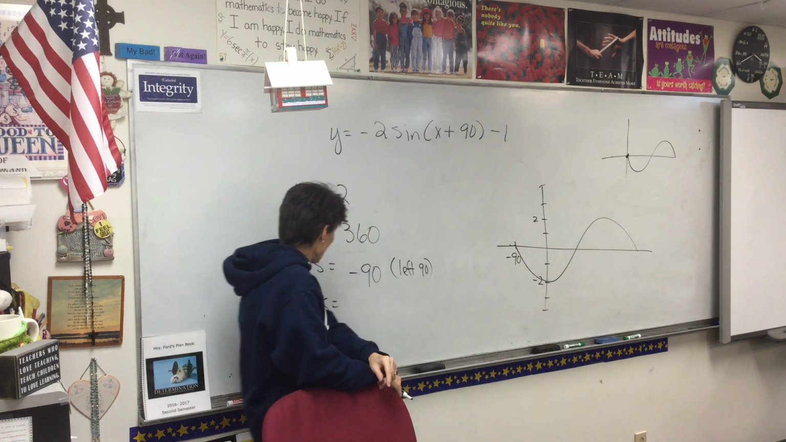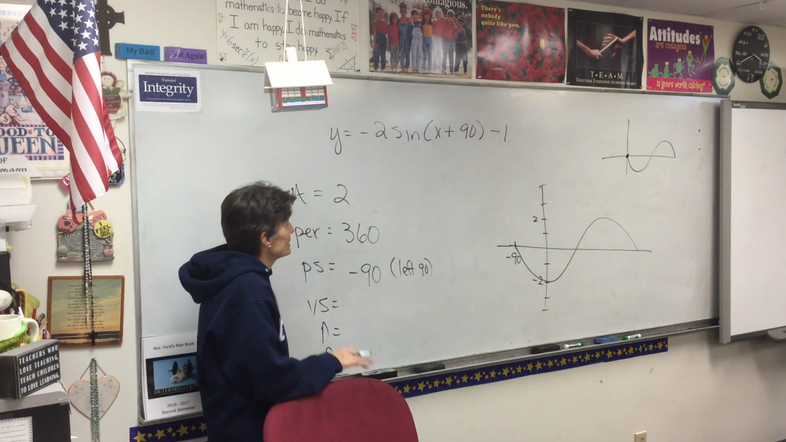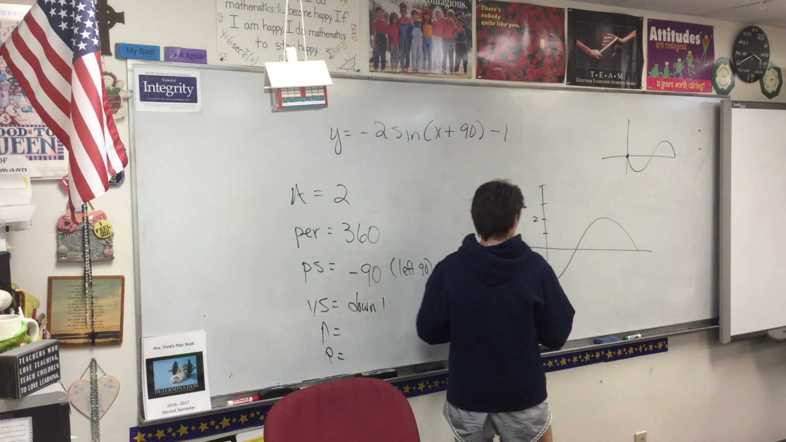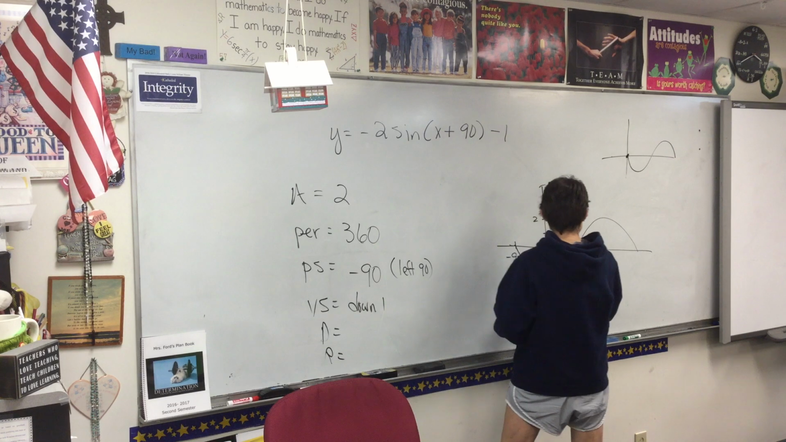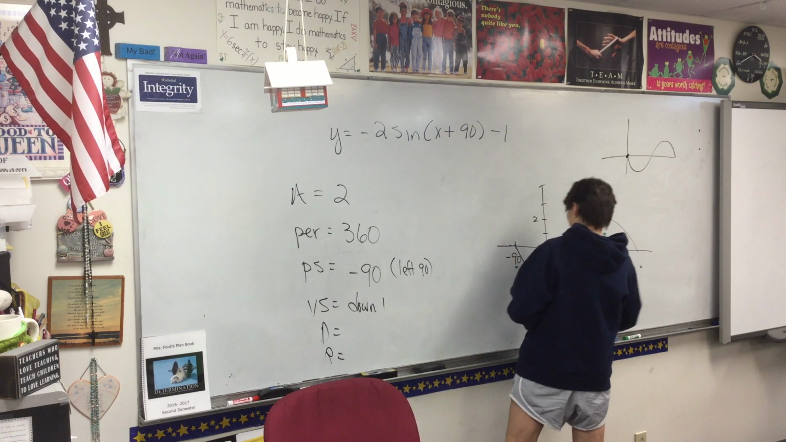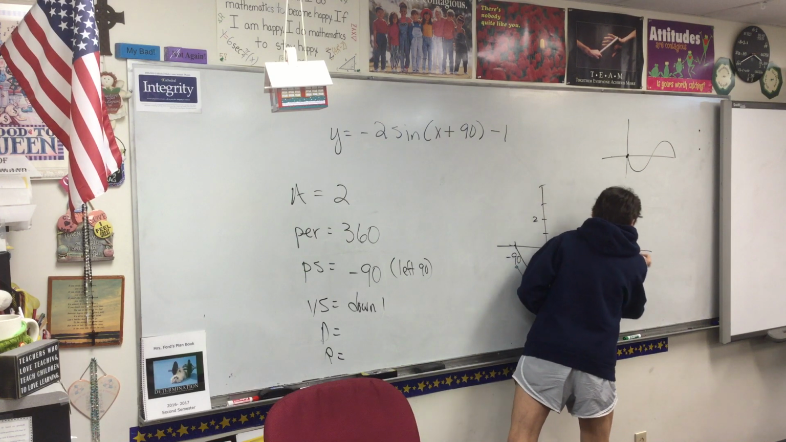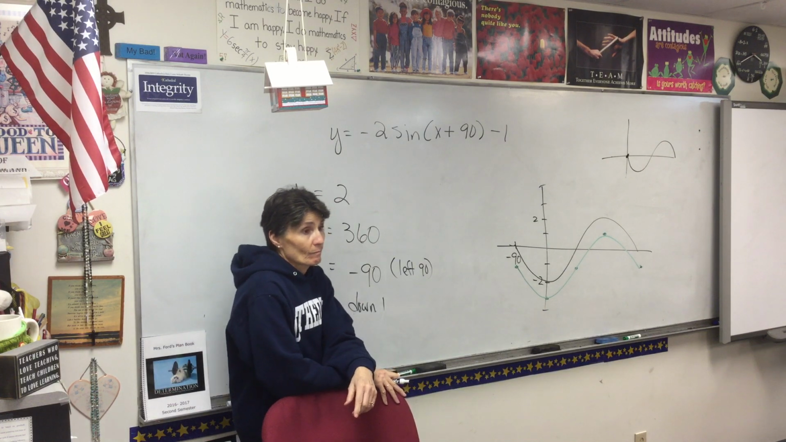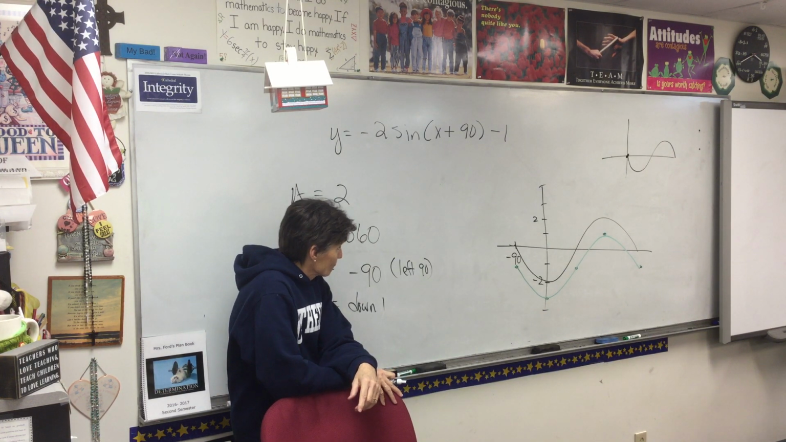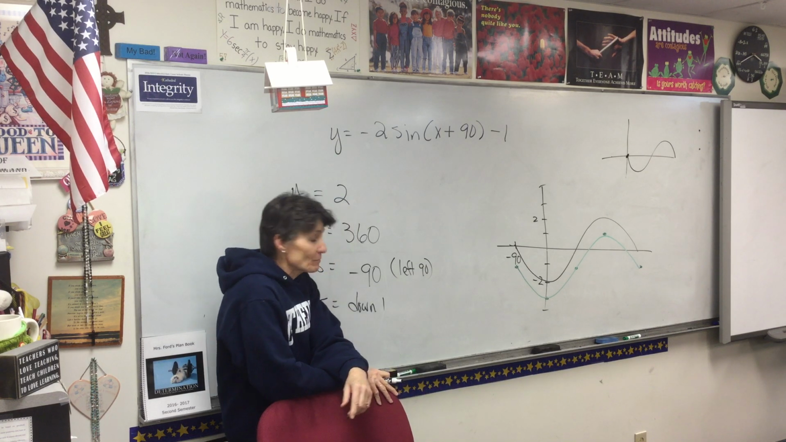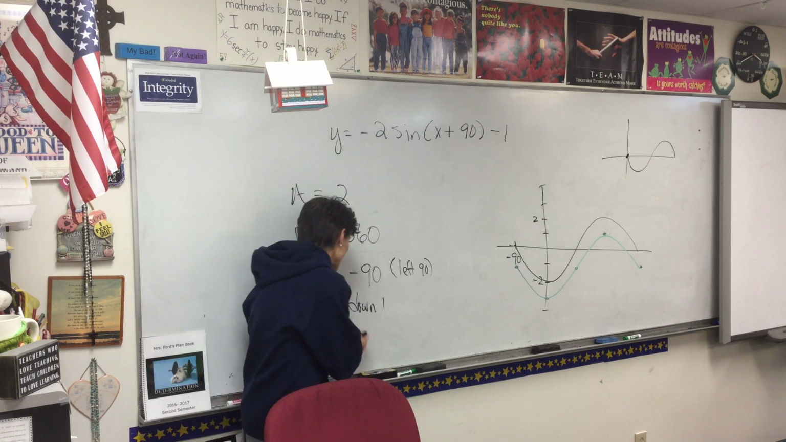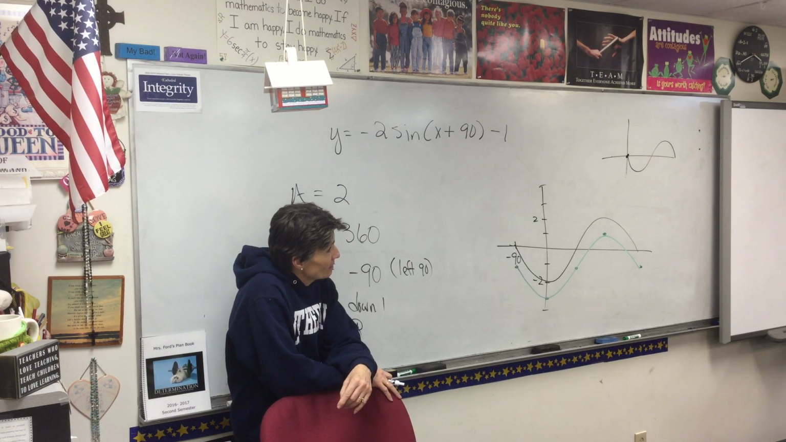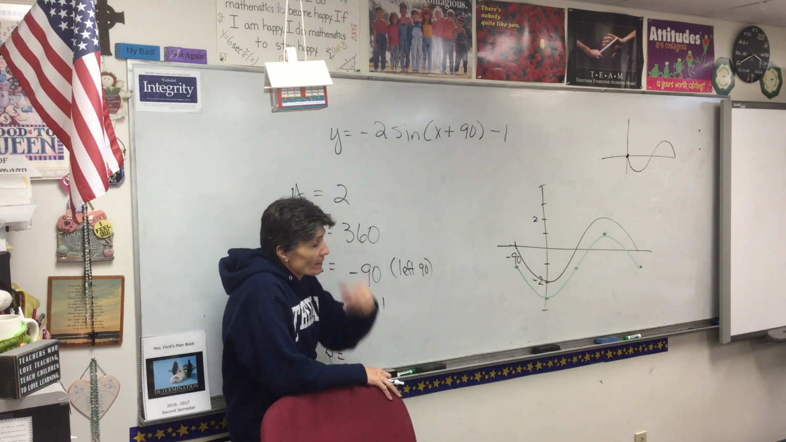Okay? Now, what about vertical shift? Down 1. All right, so that means, I'll do it in a different color, that means every single one of these points is going to come down 1. So the actual answer is going to be the green thing. All right, what about domain? All reals. Mrs. Ford told you the domain of a sine or a cosine is always going to be all reals. It goes on forever and ever.